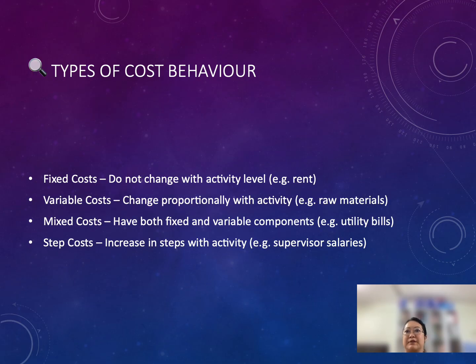Let's go through different types of cost behavior. Firstly, fixed costs will stay constant regardless of activities. Rental is a good example of fixed costs. Variable costs change in direct proportion to activity. Think about raw material. The more raw material that you purchase, the higher will be the variable cost.